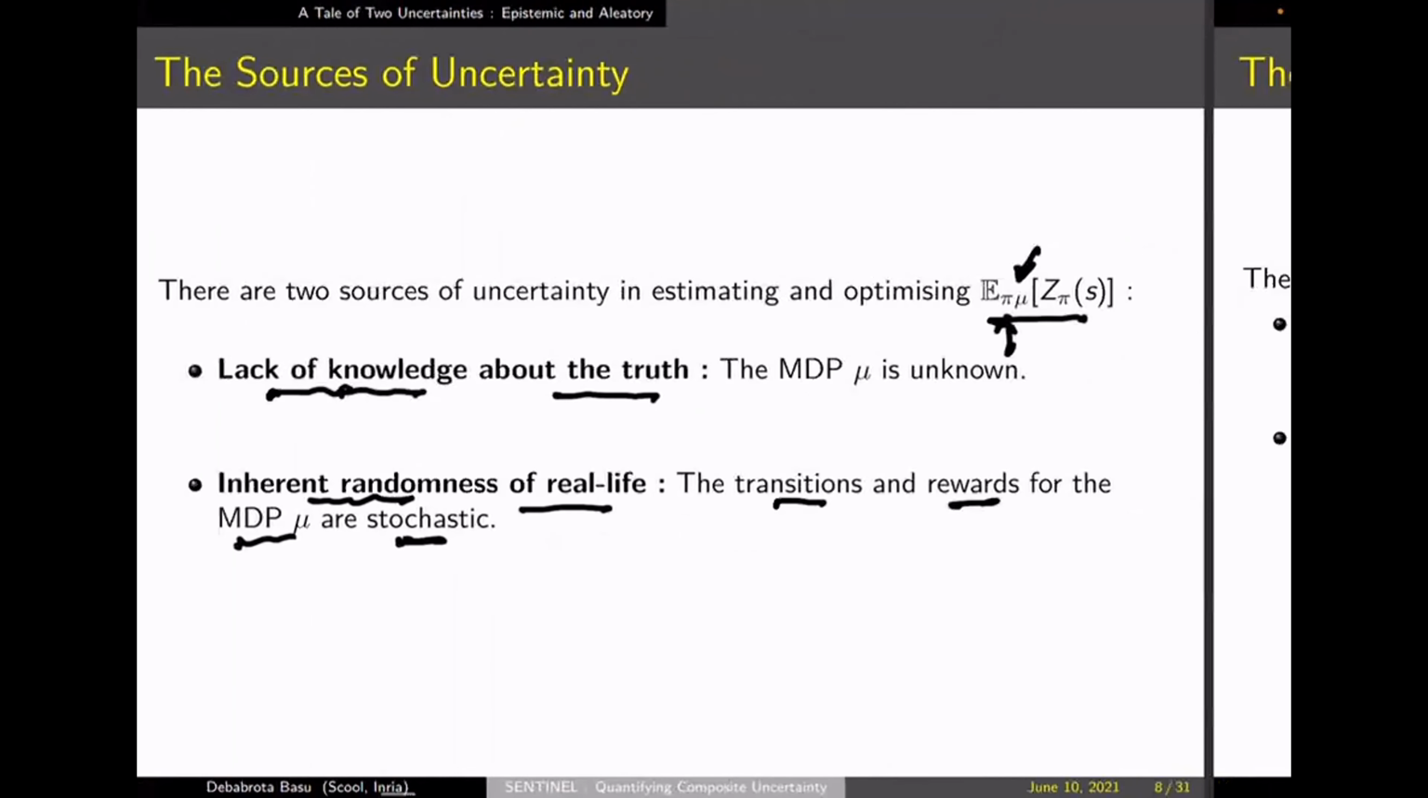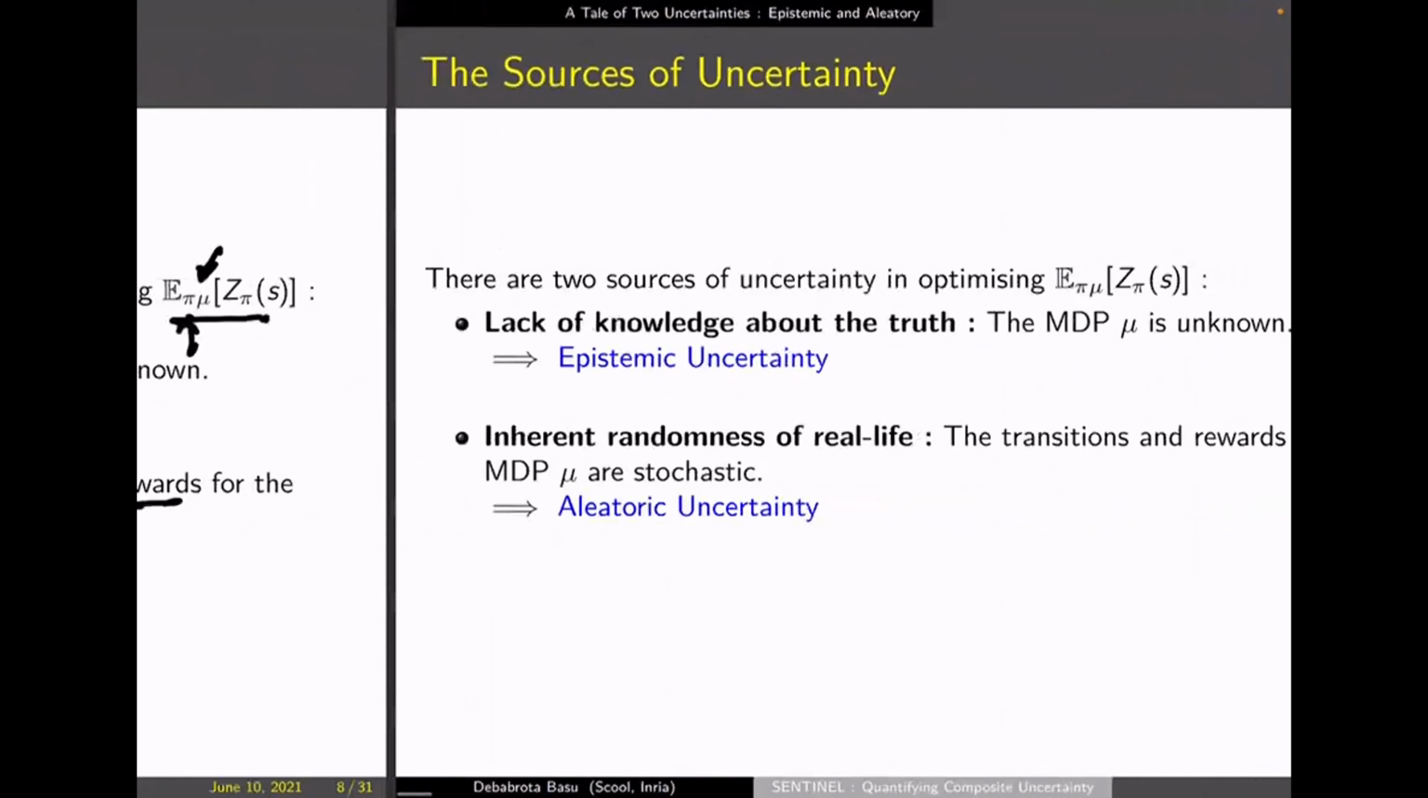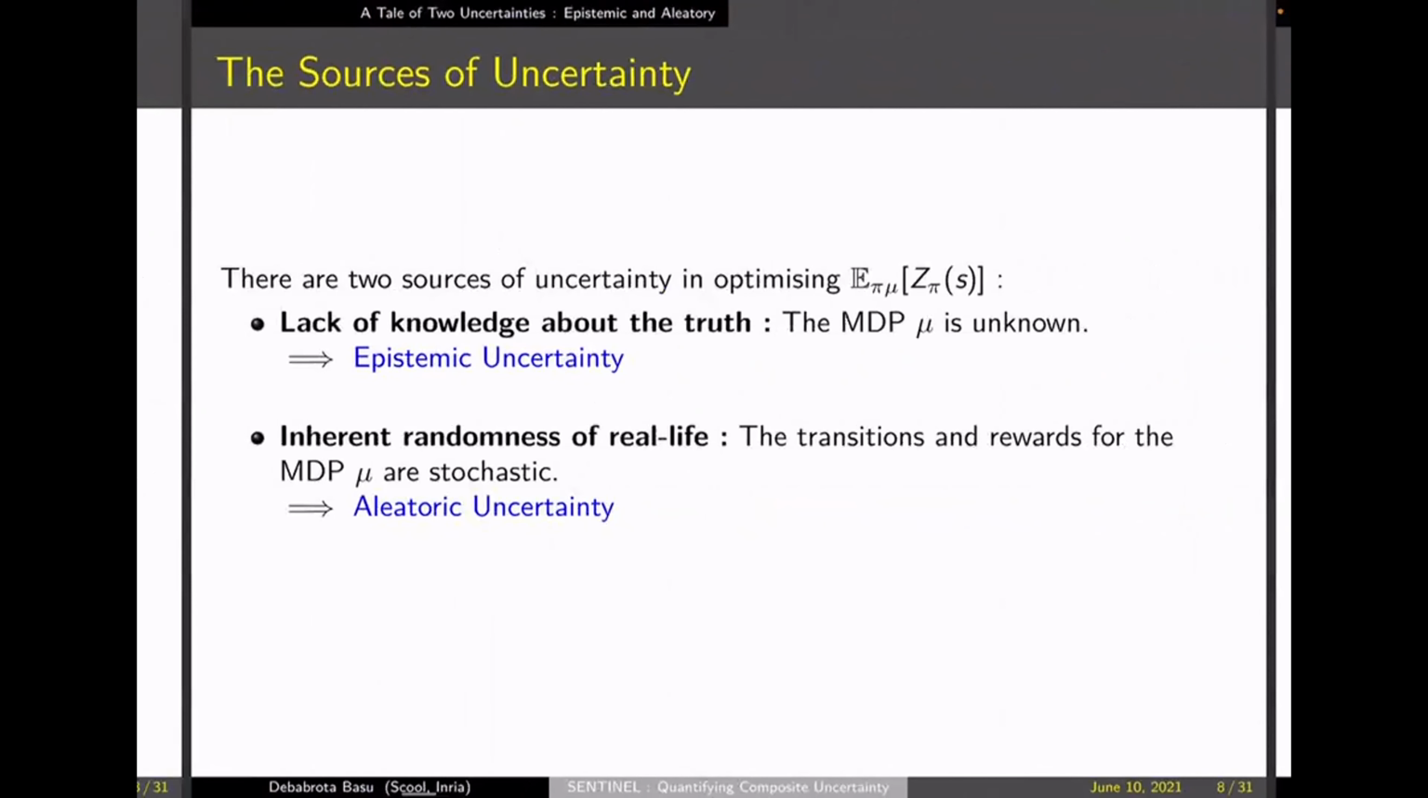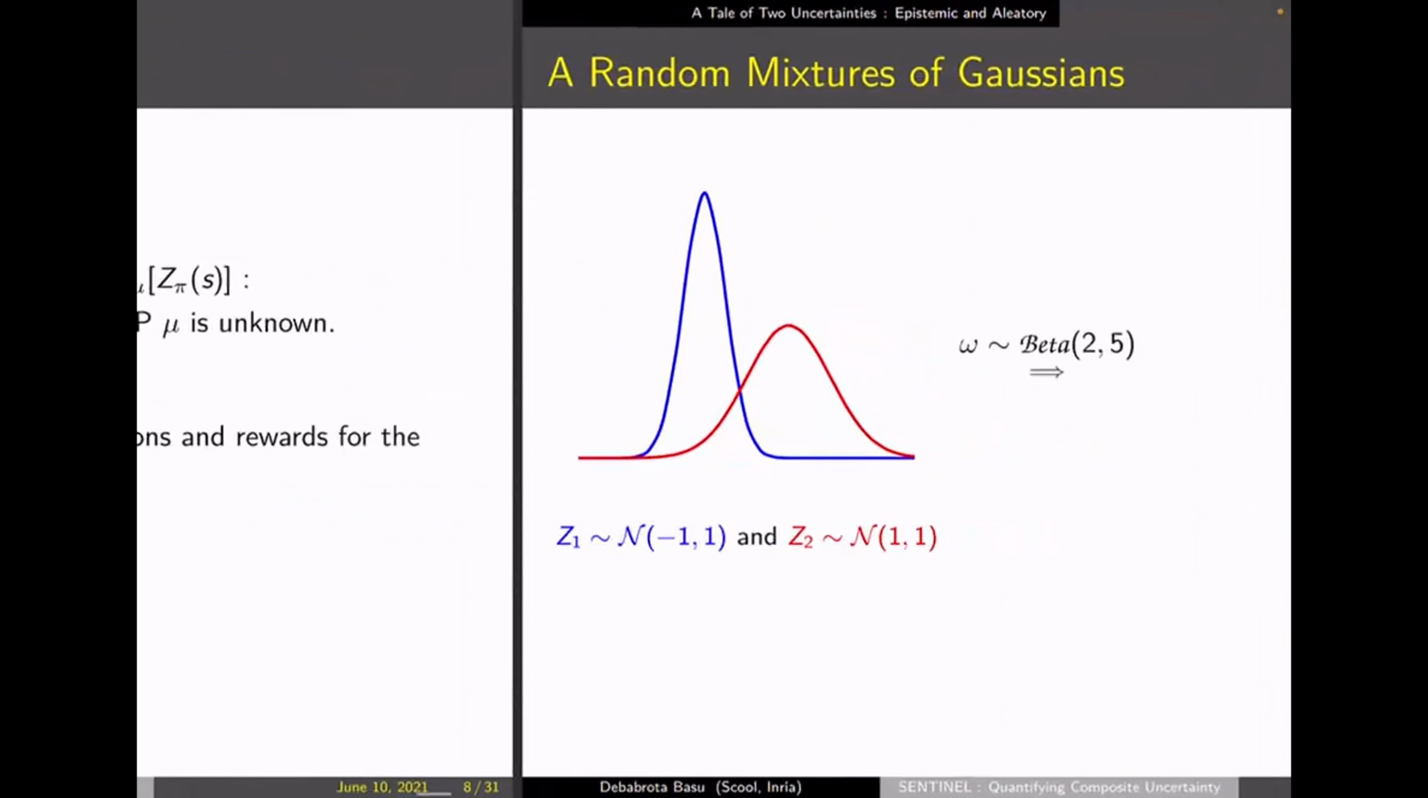Due to that, we see there are 2 types of uncertainty, and the typical names of them are epistemic uncertainty, the uncertainty due to the lack of knowledge, and the inherent randomness, also called aleatory uncertainty. These are basically the 2 sources of uncertainty that we are interested in. So let us take a simple example.